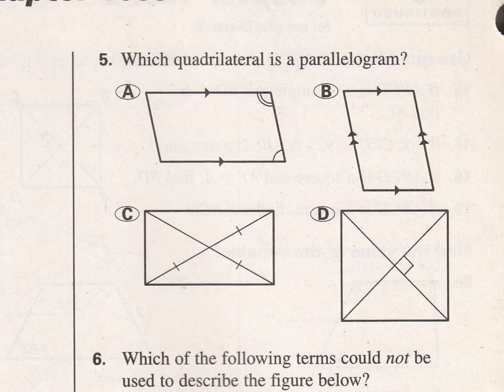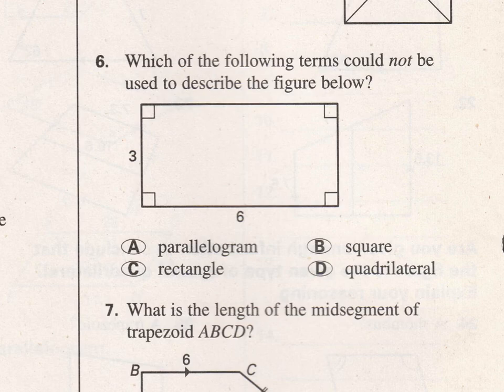Question 5, which quadrilateral is a parallelogram? So which one of these, if you just look at them, is a parallelogram? Remember, a parallelogram, by definition, 2 sets of parallel lines. 2 sets. Okay, number 6, you got to look at A, B, C, and D. Parallelogram, square, rectangle, quadrilateral. Which one of these would you not use to describe this shape? Who would not be used to name that shape?